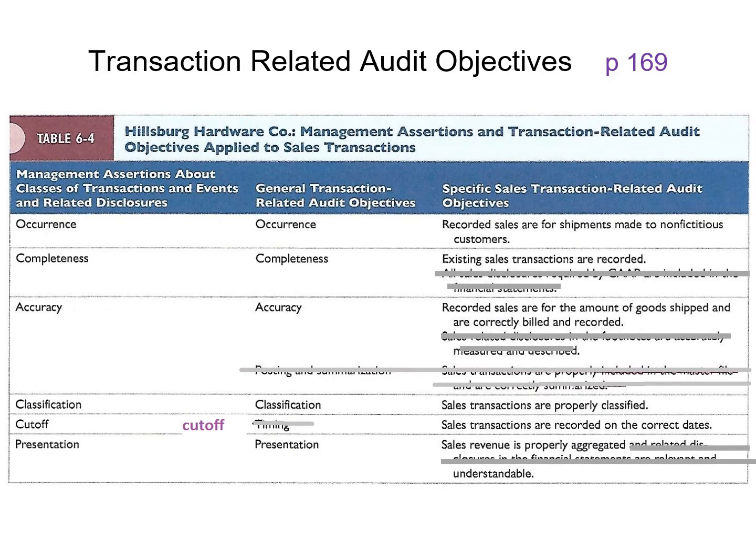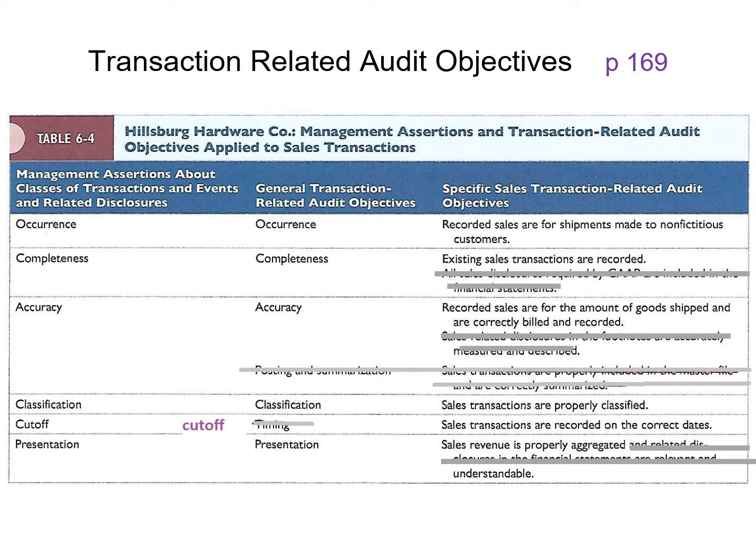Now, here's what the book shows for our audit objectives. Occurrence, recorded sales are for shipments to non-fictitious customers. Shipments to real customers. Completeness, all sales that occurred are recorded. Accuracy, recorded sales are for the correct quantity shipped and the correct price billed. Quantity and price.